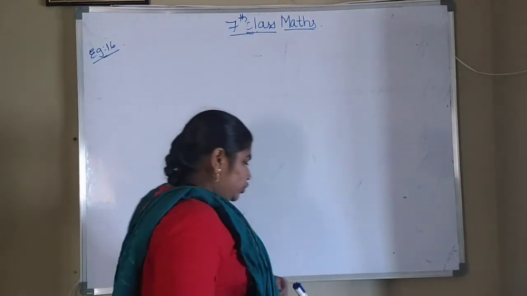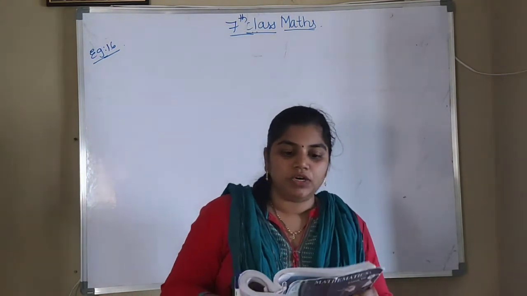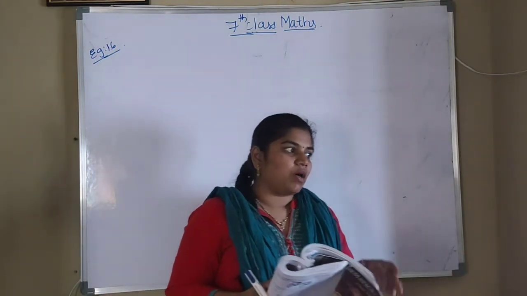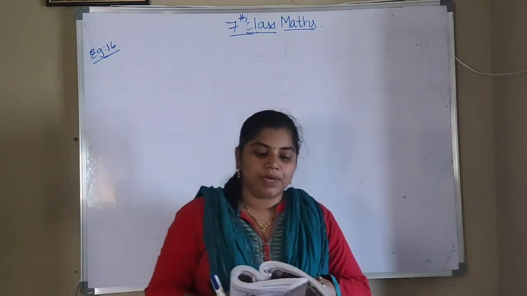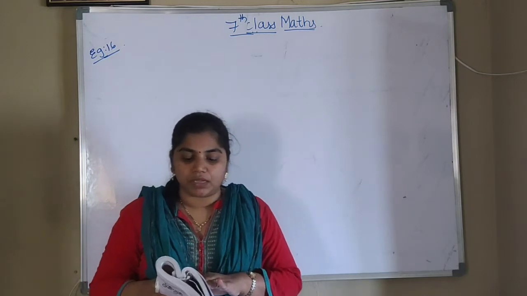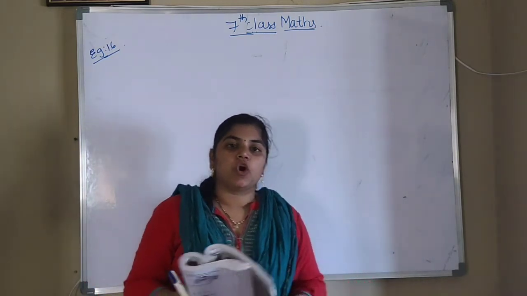So what is the question? Ramesh sold a DVD player for 2,800 with the gain of 12%. They have given the selling price. Selling price is 2,800 and gain is 12%. For how much did he buy it? We have to find the cost price here.